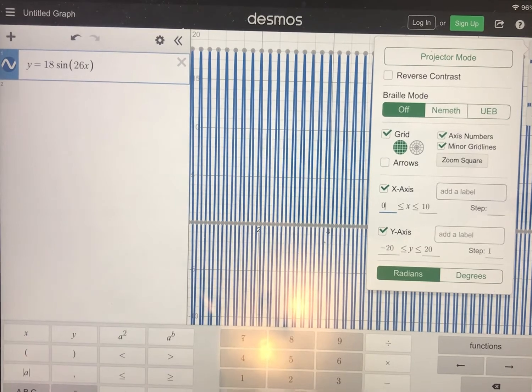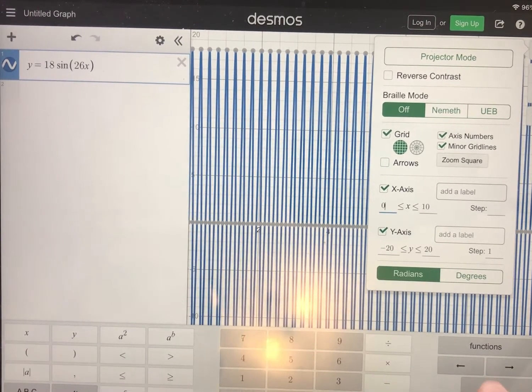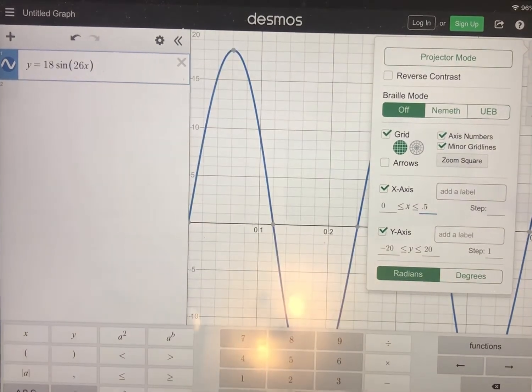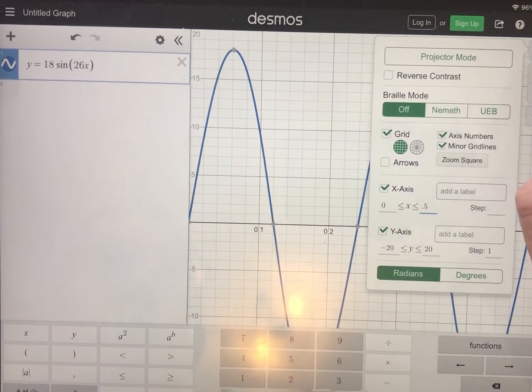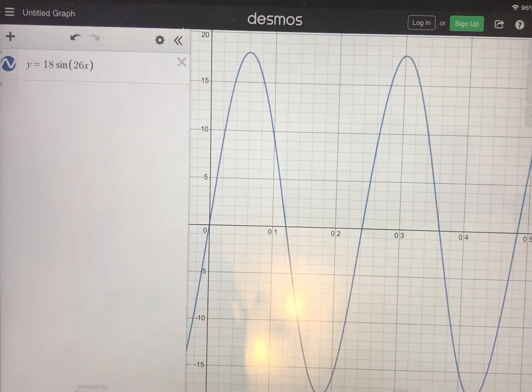And we only went to 2 pi over 13. Well, 2 pi over 13 is double pi over 13, which we said was 0.24. So double that to get about 0.48. Let's go to 0.5. Whoops, go back, I didn't switch it yet. So 0, and let's go to 0.5. There we go.